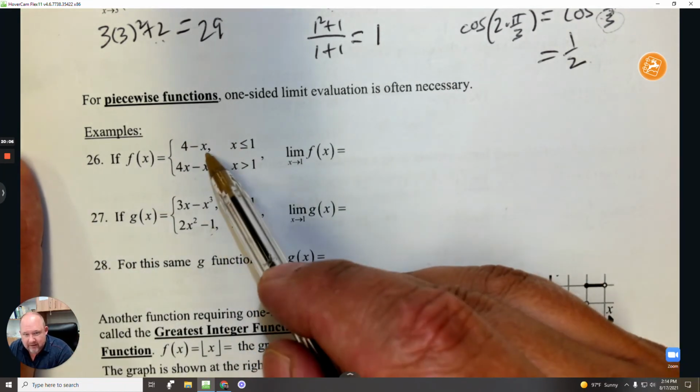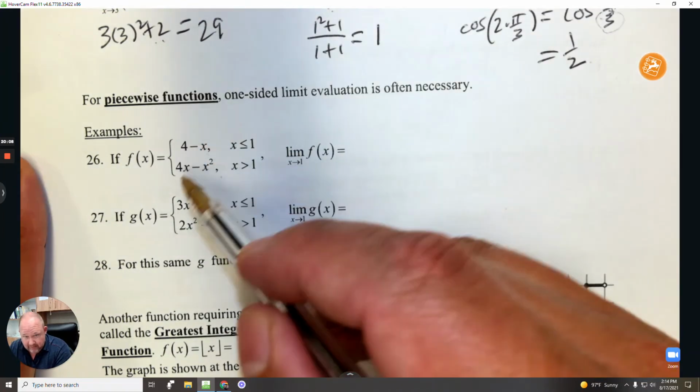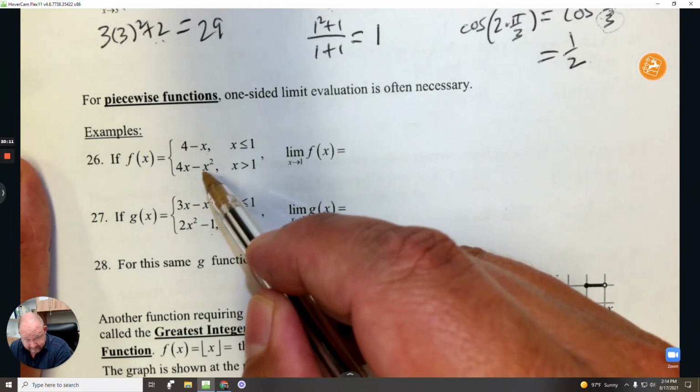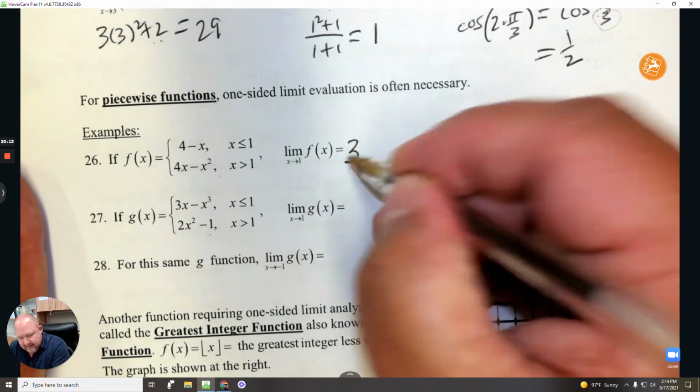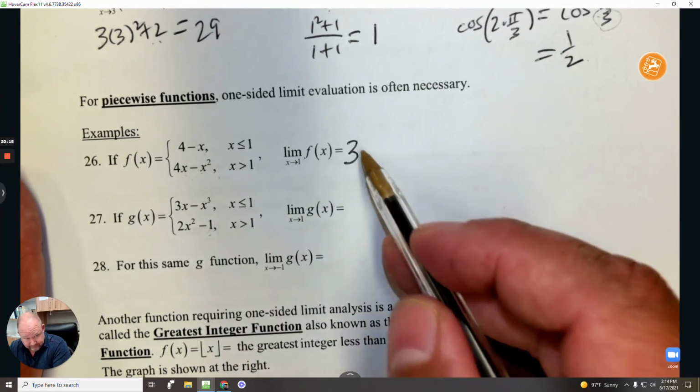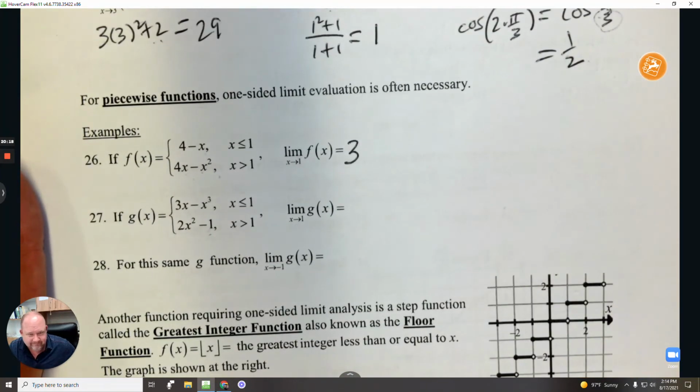So if I plug 1 into the top, the answer is 3. If I plug 1 into the bottom, the answer is also 3. Because they agree on the answer, the limit answer is 3.